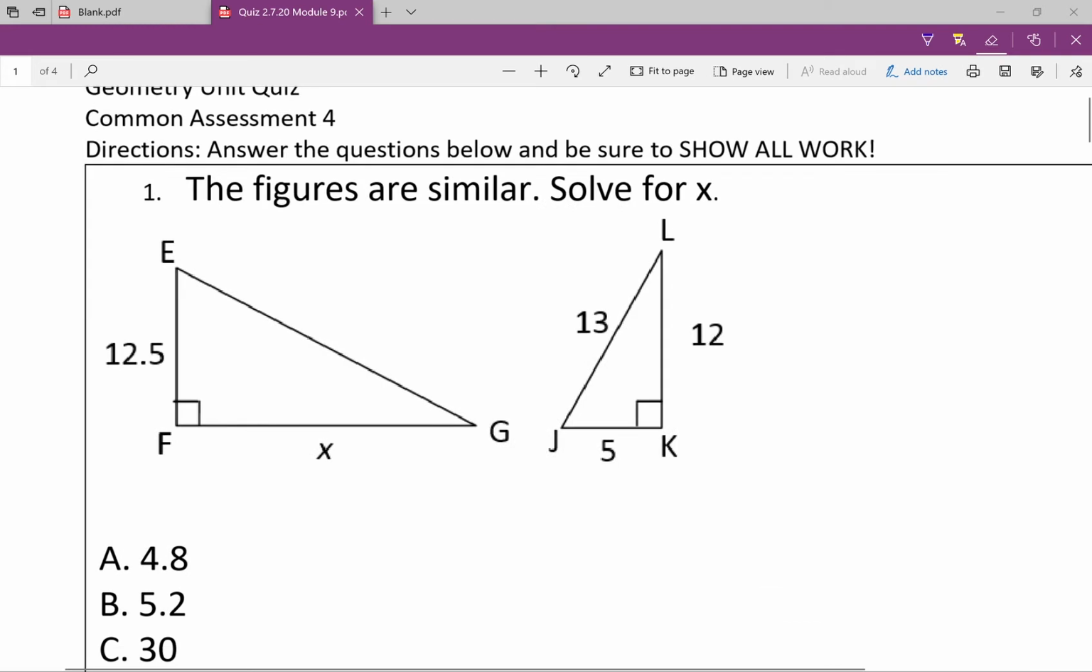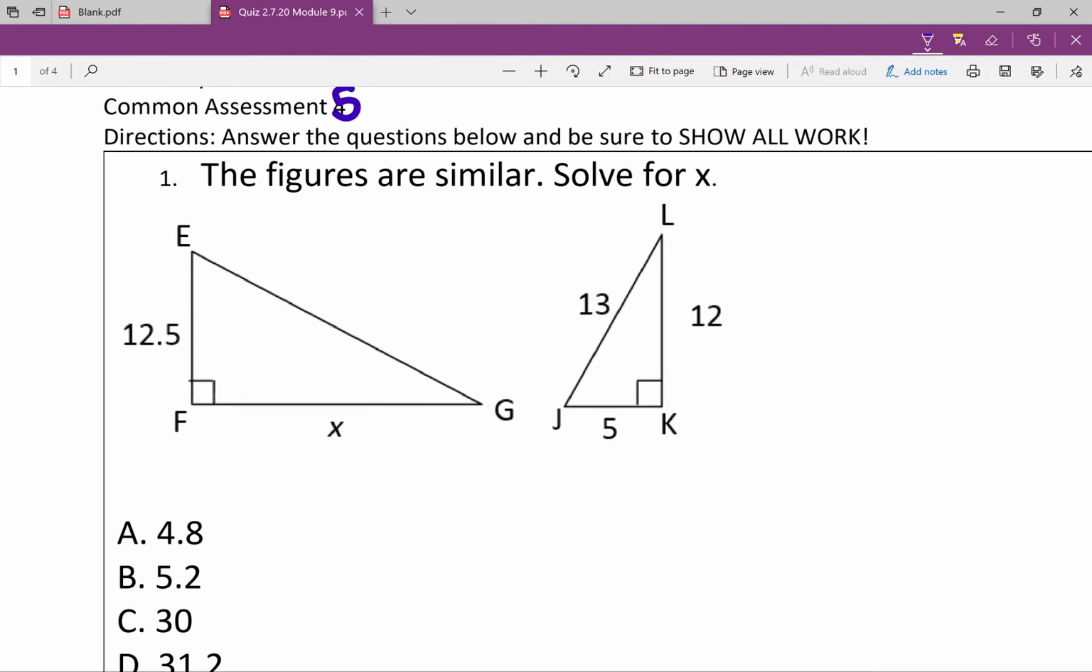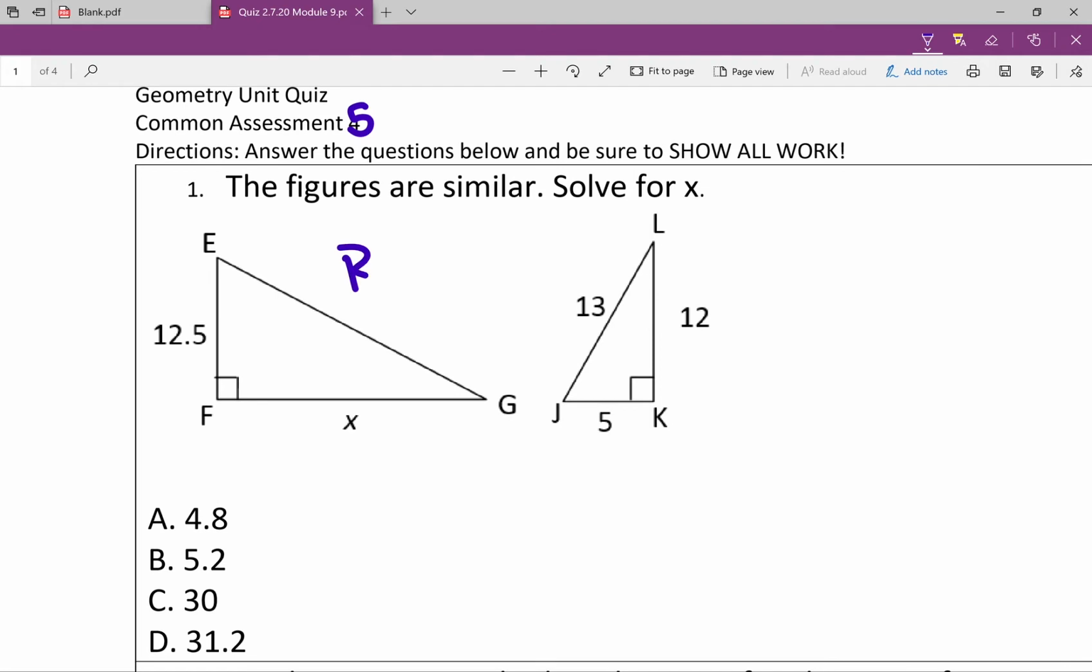Today we're gonna do Common Assessment 5, the correction. So we have similar figures, and we're looking for x. We have a big one and the small one, and I have 1, 2, 3. 1, 2, 3. I'm going fast because we should already know how to do this.